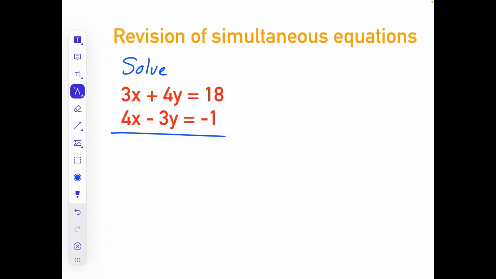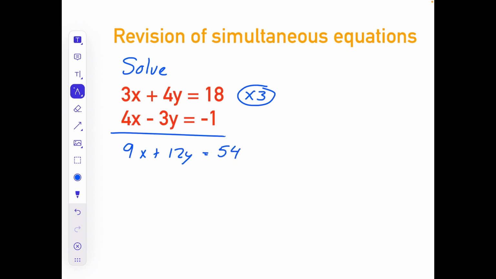So I see here I have a 4y and a minus 3y. So they already have opposite signs. I'm happy about that. But I need them to have the same number. Okay, so I have a 4 and a 3. I can make them both into positive 12y and negative 12y. So to make this into a 12y, what I'm going to do, I'm going to multiply this whole line by 3. So it's going to be 9x plus 12y is equal to 18 by 3, which is 54.